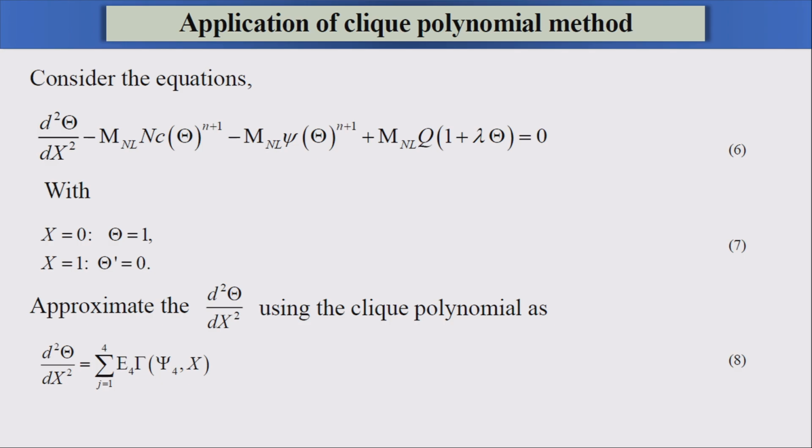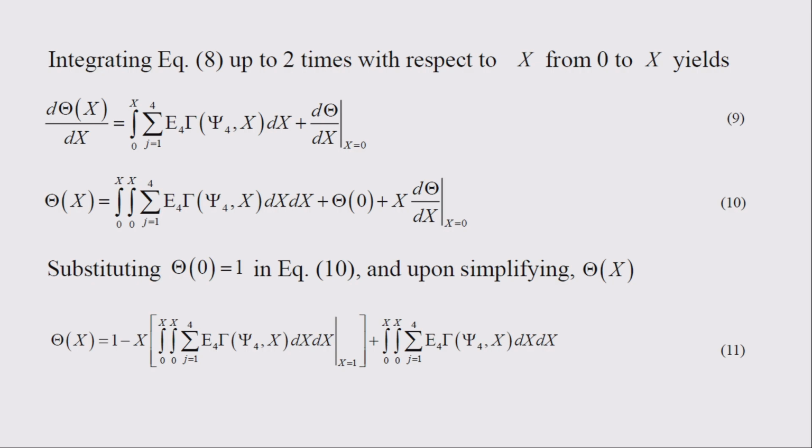Okay. So in the previous equation 8, we approximated the second derivative. Now I have to get theta. I integrated two times and got equation number 10, after integrating the approximated polynomial two times. Now theta of 0 is equal to 1. These are all the conditions which we initialized, and I will get equation number 11.